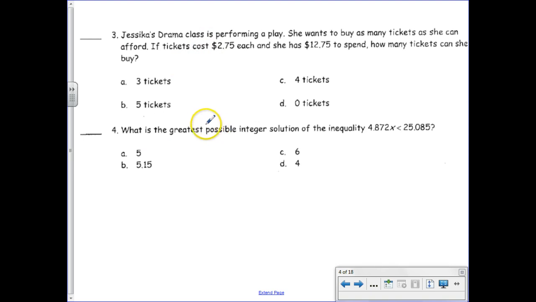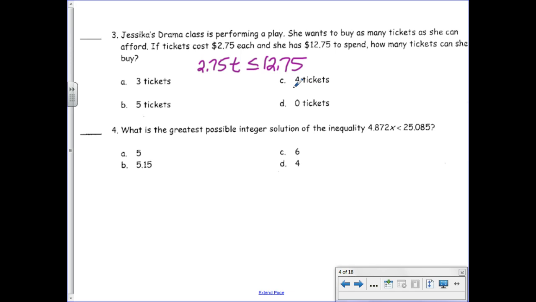Number 3. Jessica's drama class is performing a play. She wants to buy as many tickets as she can afford. Tickets are $2.75 each, and she has $12.75 to spend. How many tickets can she buy? Well, you could simply start adding up $2.75, $2.75, and see where you get before you go over. Algebraically, you'd be thinking 2.75 times, let's see, tickets. I'm going to use a T for tickets. And we have to stay under or exactly equal to $12.75.